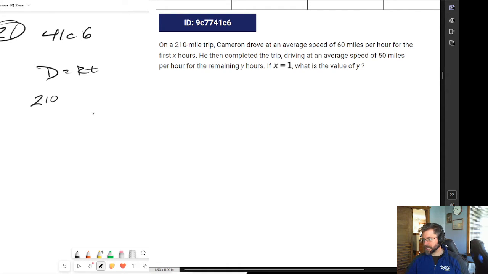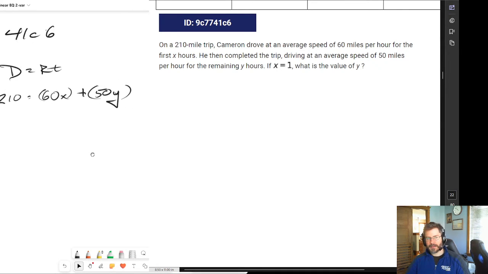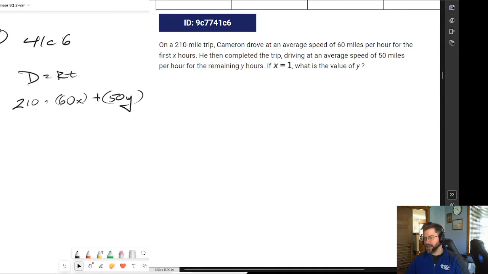60 miles an hour for the first X hours. So the total distance is 210. So this was the first leg of the trip. And then there's going to be another leg. 50 miles an hour for y, 50y. So this is some distance at 60 miles an hour. This is another distance at 50 miles an hour. And the total sum of those distances is 210.